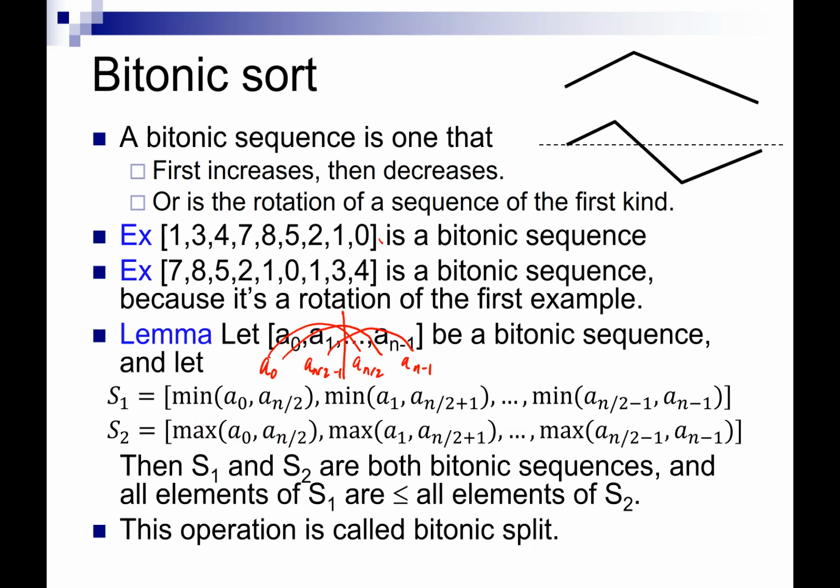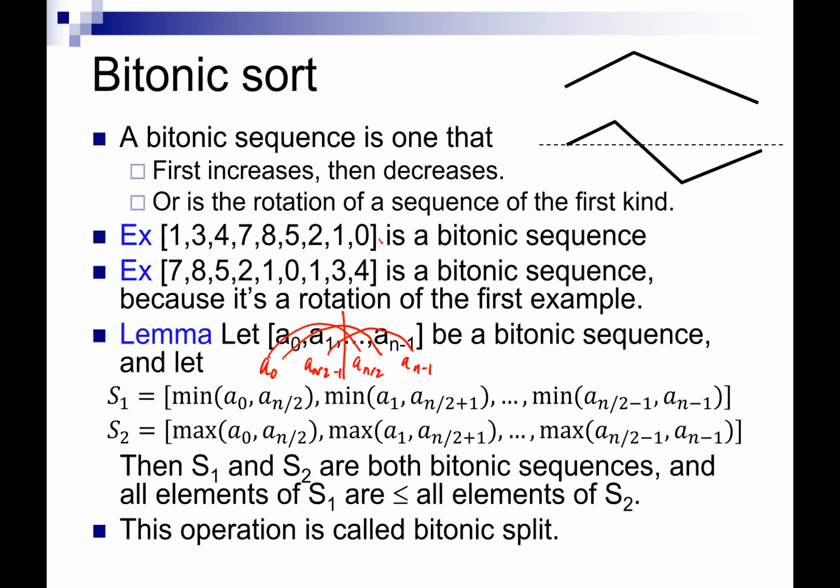Okay, and now the claim is that if the original sequence is a bitonic sequence, then S1 and S2 are both bitonic sequences, and furthermore, all of the elements from S1 are going to be less than all of the elements from S2. Okay, so that's the claim.